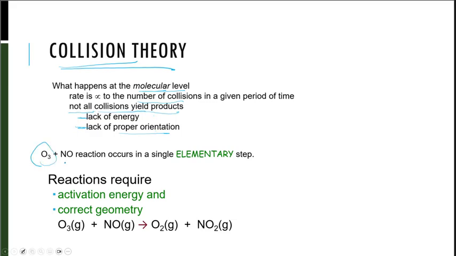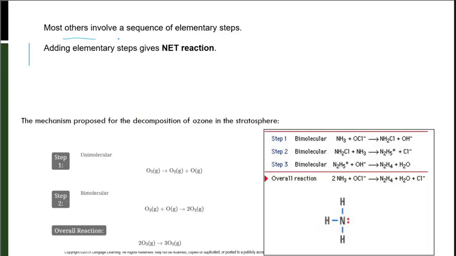Here's an example of O3 plus NO. This occurs in a single elementary step, but there has to be the right amount of activation energy and the correct geometry to take an O3 molecule, hit it with an NO molecule, and if it hits just right, one of those O atoms will break off and join the NO to create an NO2 and leave me with an O2. But like we said, most others involve a sequence of elementary steps. We add them together and we get our net reaction.